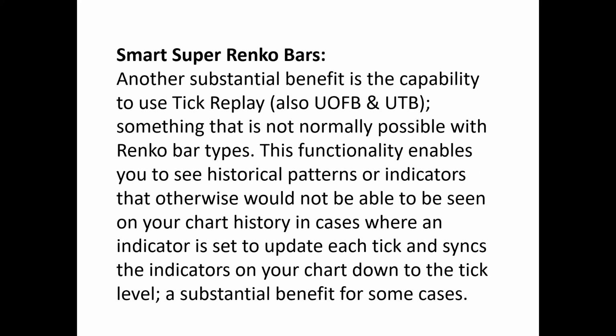also something that the Ultimate Order Flow and Ultimate Tick Bar can do. That's not normally possible with other bar types. This functionality enables you to see historical patterns or indicators down to the tick level on your chart historically. Super important. Where an indicator is set to update each tick, it syncs the indicators on your chart down to the tick level, which can be a substantial benefit.